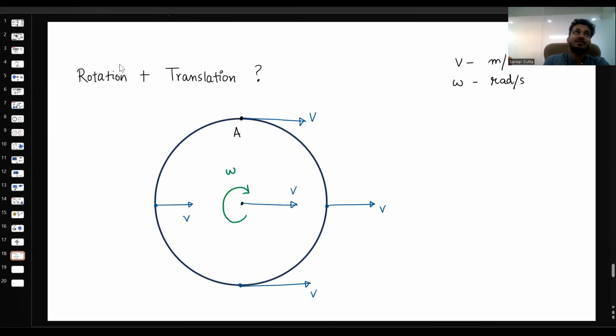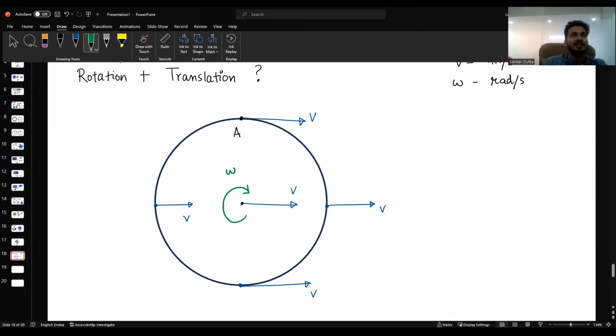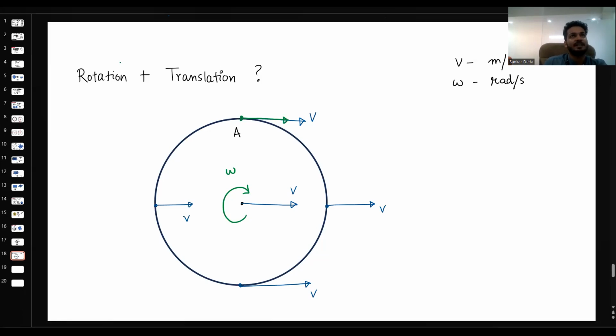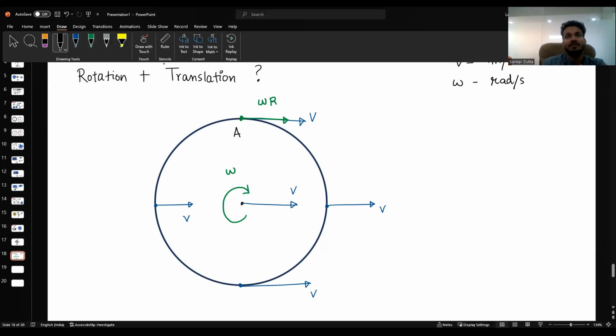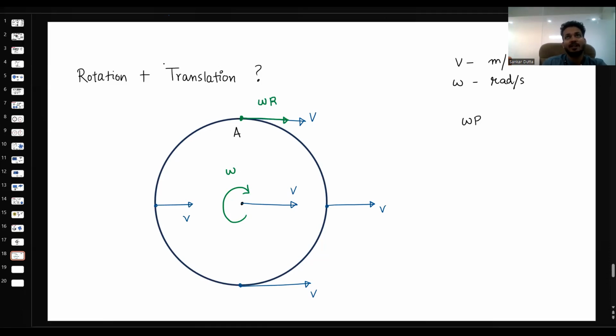Okay, but because of omega, guys, here the velocity will be something like this, omega into r. Now if you remember, how do you find out the tangential velocity because of angular velocity? You just multiply it with r. V is equal to omega r. The tangential velocity corresponding to rotation is given by omega into r.